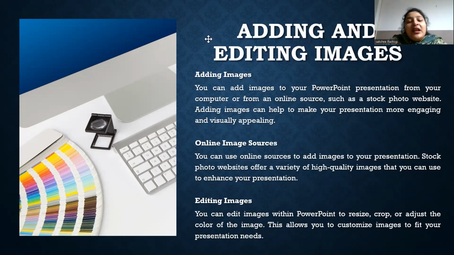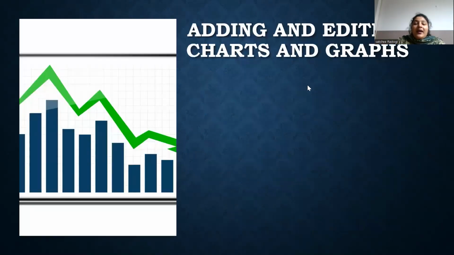Select the image and click on the Picture Tools tab in the ribbon, then click on the Adjust or Format tabs to access the various editing options. So now I'm going to a different slide for adding and editing charts and graphs.